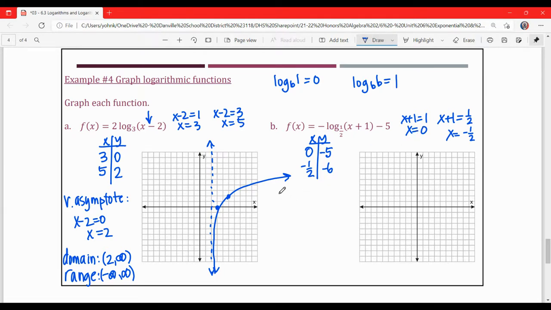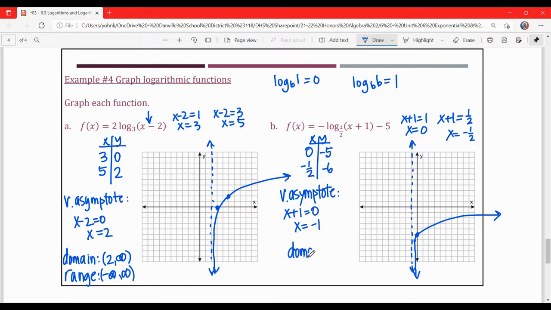So let's draw, don't forget the asymptote. The asymptote is what makes the parentheses stuff equal to 0. So that's going to be x equals negative 1. So we have an asymptote. Okay, we got two ordered pairs, 0, negative 5, and negative 1/2, negative 6. So if I draw my graph, it's going to kind of look like that.